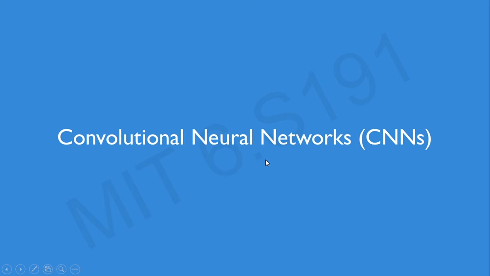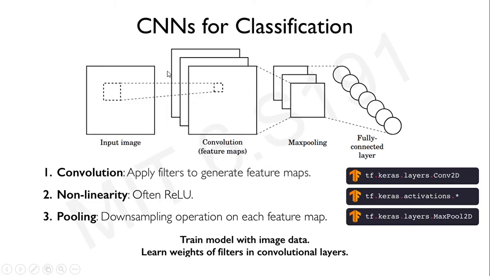So let's now consider a CNN designed for image classification. Our goal is to learn features directly from the image. This means learning the weights of those filters and using these learned feature maps for classification of these images. Now there are three main operations in a CNN. The first is convolution, which we just went through.